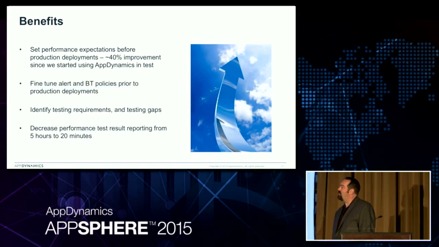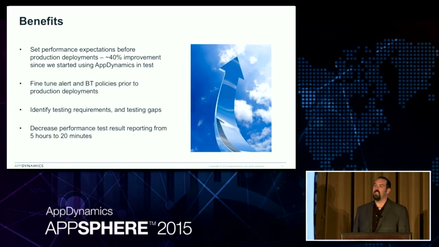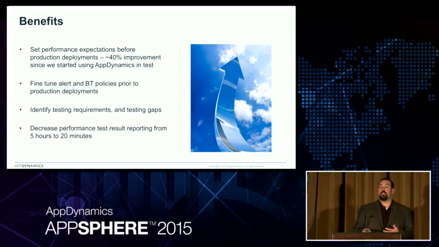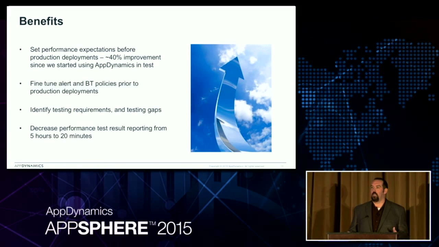Fine-tune alert and business policies prior to production deployments. This is powerful. It sounds so simple, but I can't tell you how much business transaction maintenance you will do in production if you don't do this. You're trying to figure out what business transactions do. You don't understand your production traffic, so how am I going to alert on it? You're going to production with a gap in alerting because you don't know how to alert on it. But if you've honed that early on in the test process, it promotes to production with it. They're known working policies.